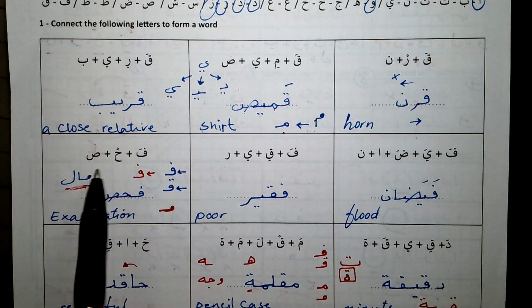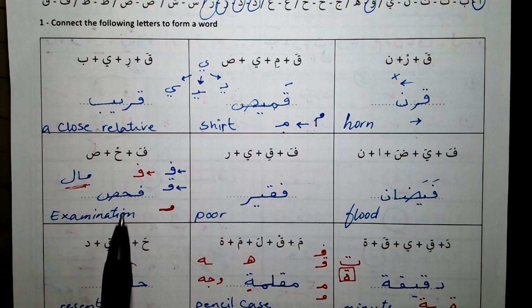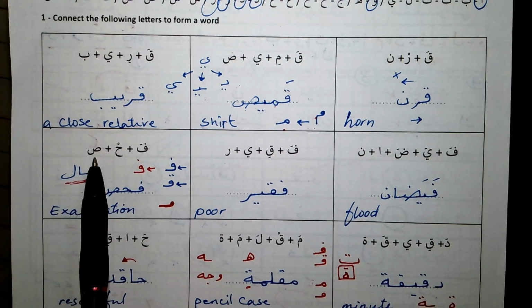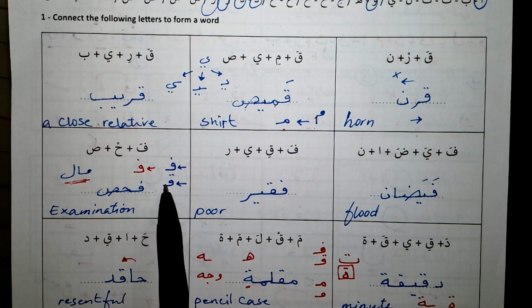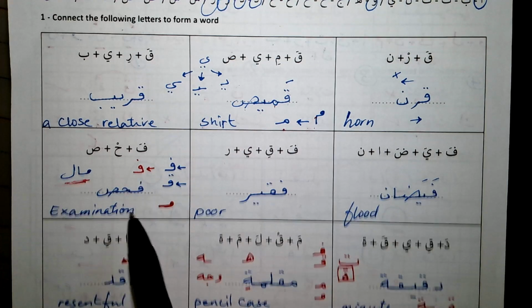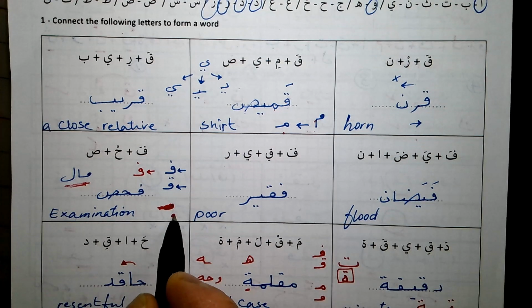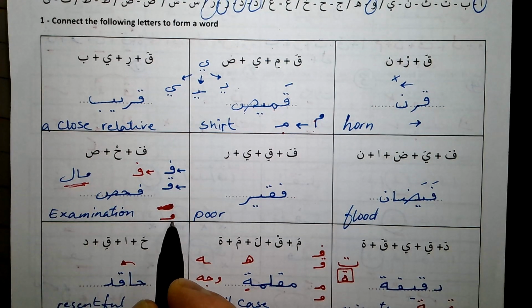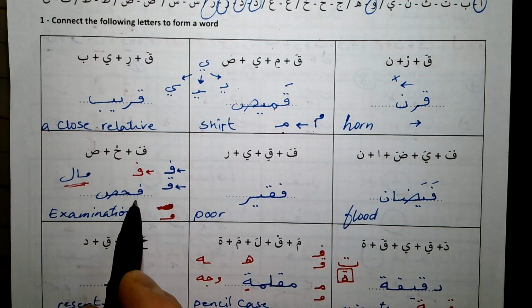Next word is fahs. Fahs means examination. Fa, ha, sad. Fa looks like qaf, but it has only one dot, while qaf has 2 dots. It's supposed to have a neck. Unlike meem, which when you write it at the beginning of the word, you write it like this, but it has no neck. Fa and qaf have a neck. This way you can distinguish between the fa and the meem.